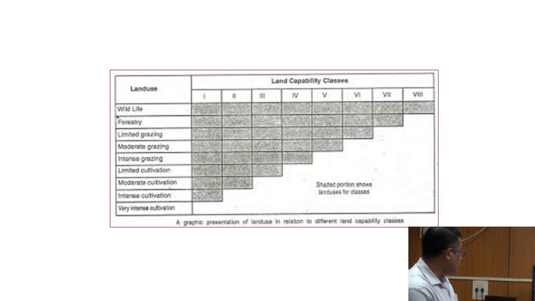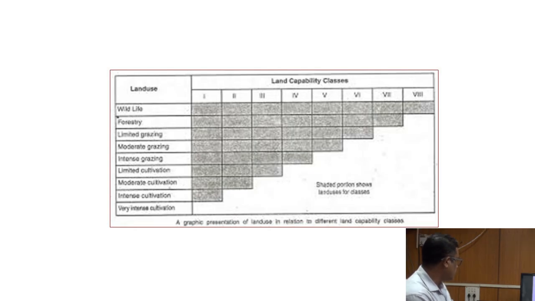So in class 1, we can go for intensive cultivation. In class 2, we can go for intense cultivation, although some things cannot be done here. Similarly, in class 8, we can only go for wildlife improvement. Class 7, wildlife improvement plus forestry. Class 6, these three: wildlife, forestry plus controlled grazing.